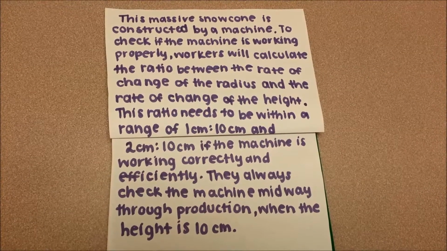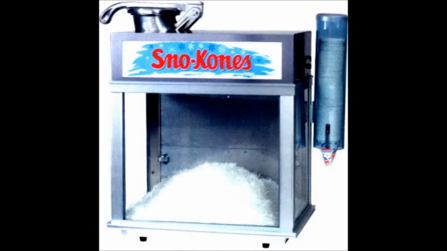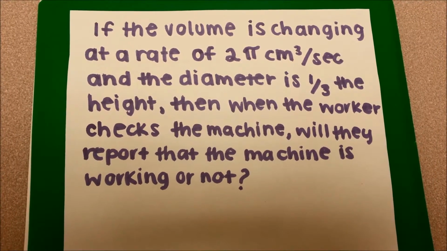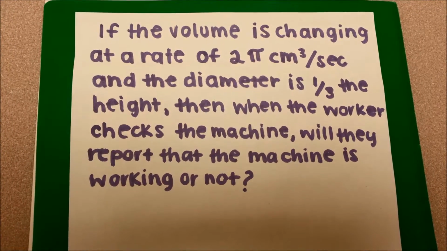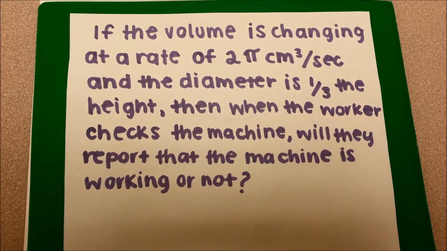They always check the machine midway through production when the height is 10 centimeters. If the volume is changing at a rate of 2 pi centimeters cubed per second and the diameter is 1/3 the height, then when the worker checks the machine, will they report that the machine is working or not?